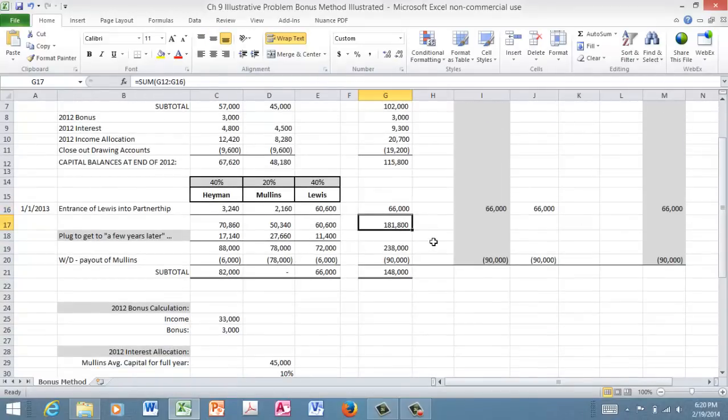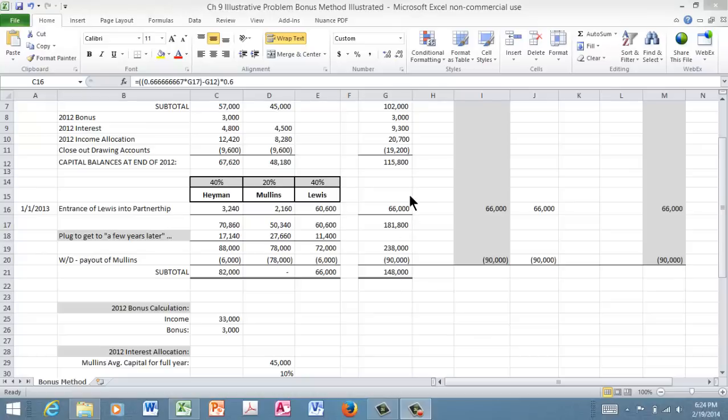So what is the partner's capital at that time? That's what I've done in column G: after the $66,000 injection, you're at $181,800. And so he is allowed to get a 1/3 interest in that amount. You can see in this formula, I'm taking G17 times 1/3, and that's the $60,600 that he is credited.